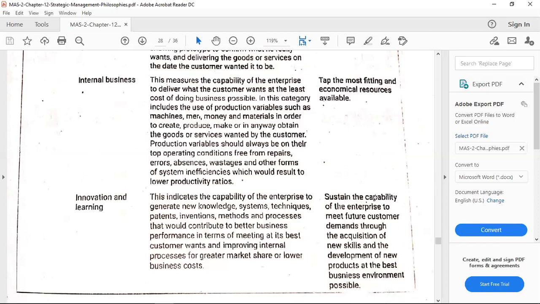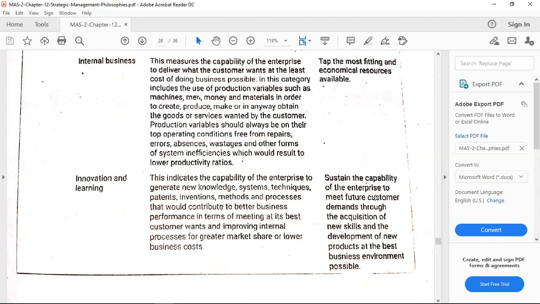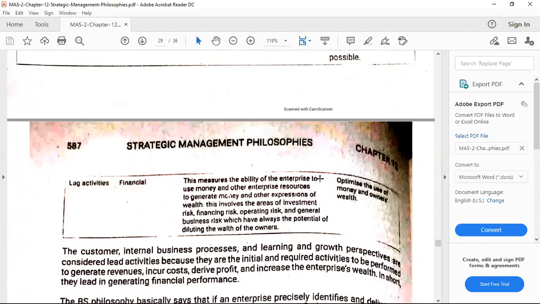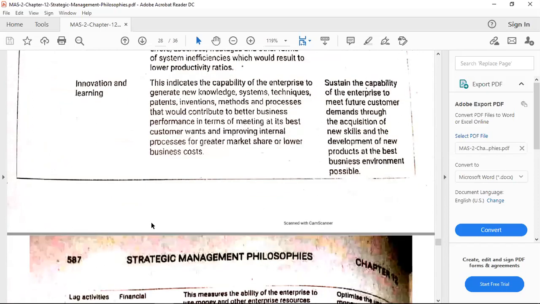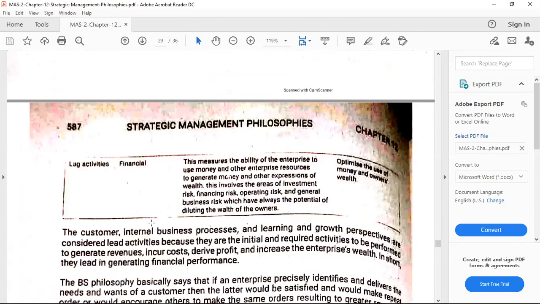Innovation and learning is that there would be continuous improvement, or Kaizen, which would sustain the business in the long run. So learning is never ending, so that when changes do come, the business will be ready to adapt and adjust accordingly. Then financial, of course, we'll be talking about money matters. So these four areas are the lead activities because they would generate revenues, incur costs, derive profit, and increase the enterprise as well. So these areas in the balanced scorecard would be very helpful so that the organization would be able to achieve the objectives, become profitable, and sustain in the long run.